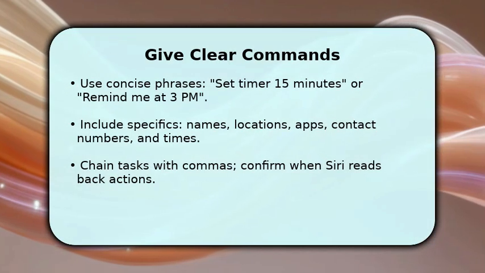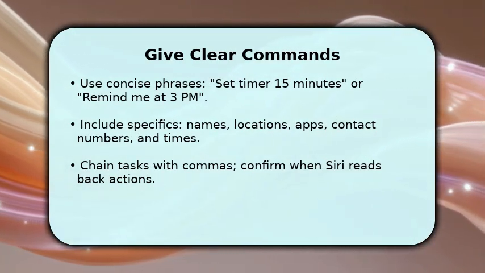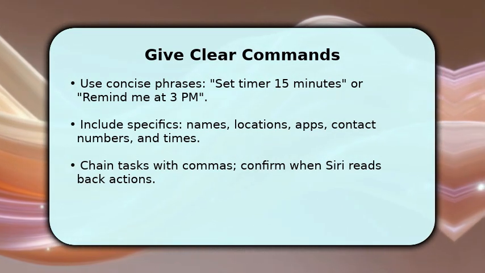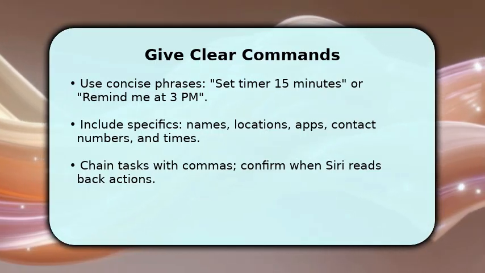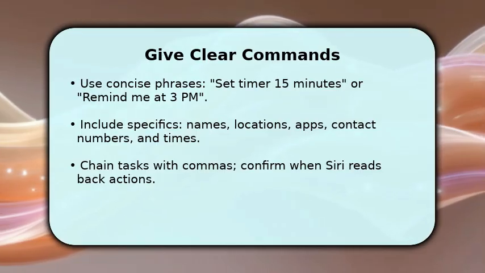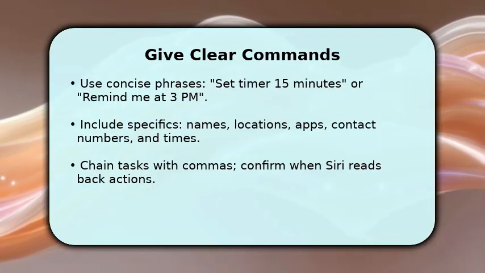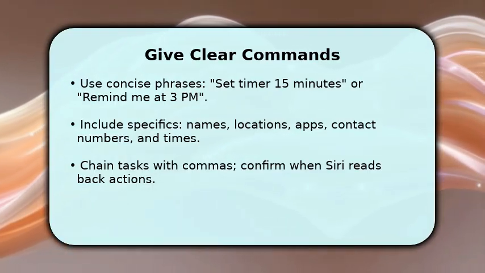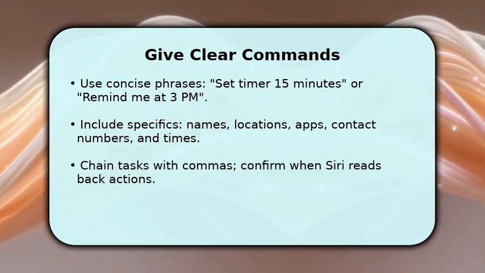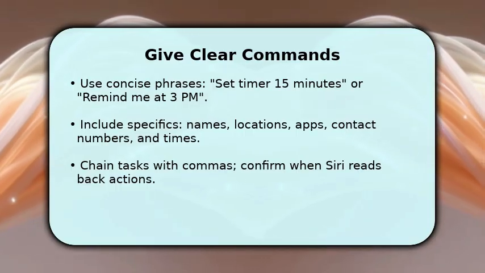You now practice speaking clear, concise commands and include the important details. Say, "Set timer 15 minutes," or "Send message to Alex, running late," instead of vague requests. Make sure to name the app, contact, or time explicitly so Siri can resolve the intent without guessing. Once Siri replies, listen to the confirmation and correct any misinterpretation immediately. If you need multiple steps, separate them with short pauses or commas so Siri executes each part in order.